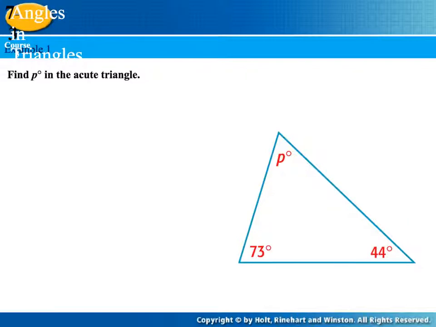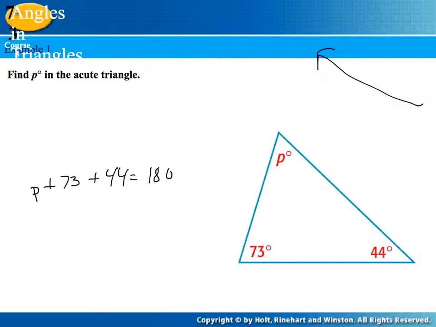Okay, similar problem. We're going to find P in degrees. Again, this is an acute triangle. Why is it acute? Because all my angles are less than 90. That's why. Okay, how would you solve this? Again, you don't have to write this down. Look, notice, no yellow bar. Lucky you. Okay, so we need to take P plus 73 plus 44 is equal to 180.